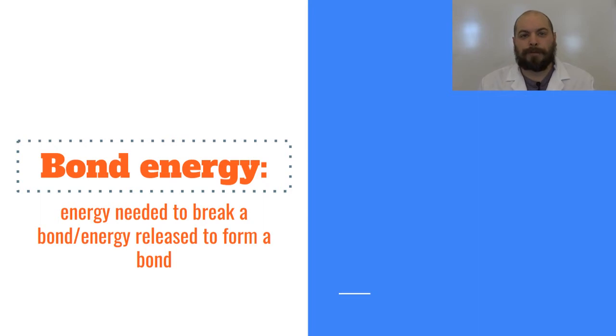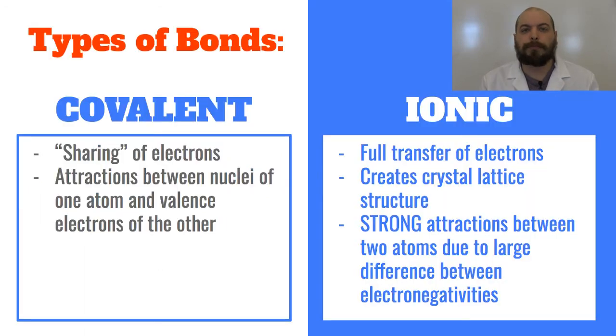So let's start by defining bond energy. Bond energy is described based on the energy that it takes to break a bond or the energy that is released when a bond forms. The more energy it takes to break a bond, the greater the bond energy, and the more energy is released when that bond forms, the greater the bond energy.